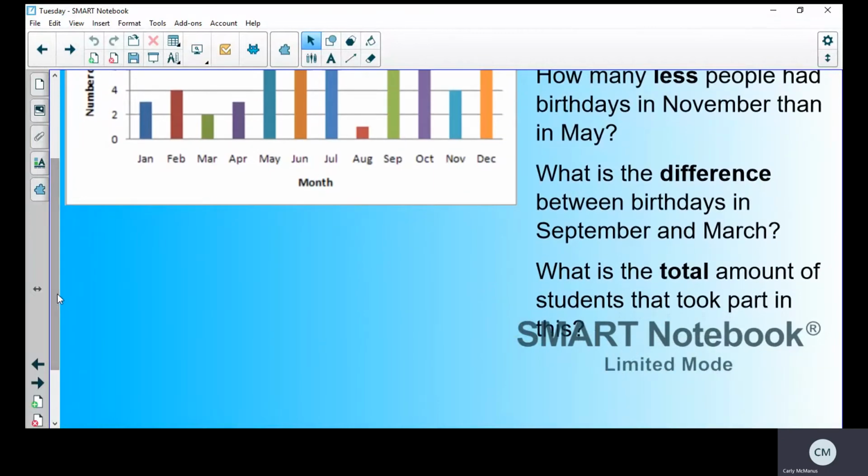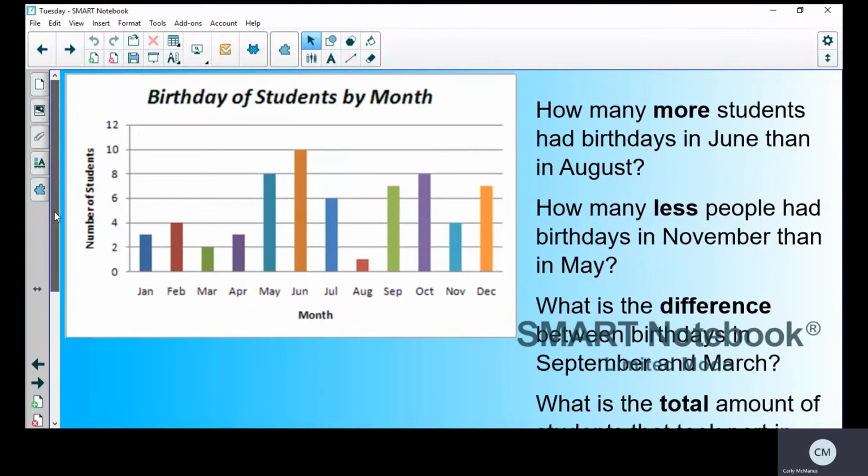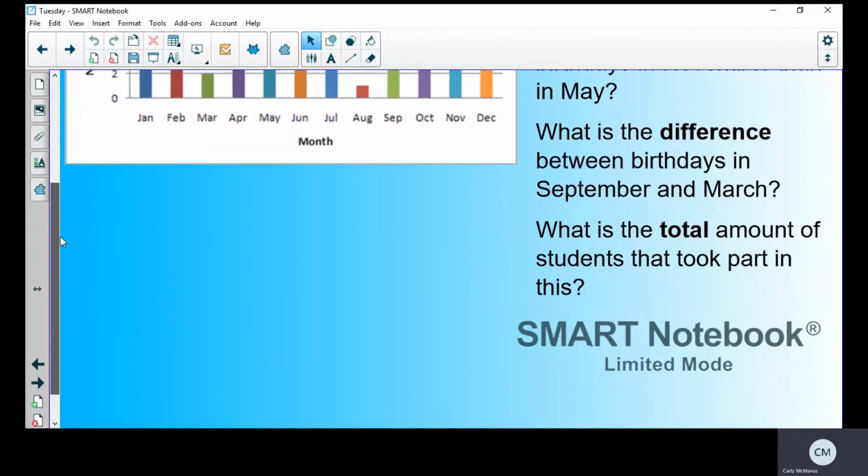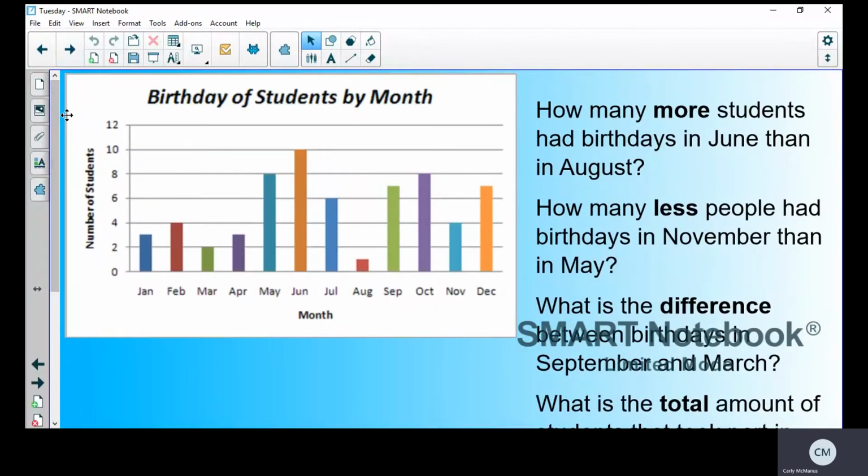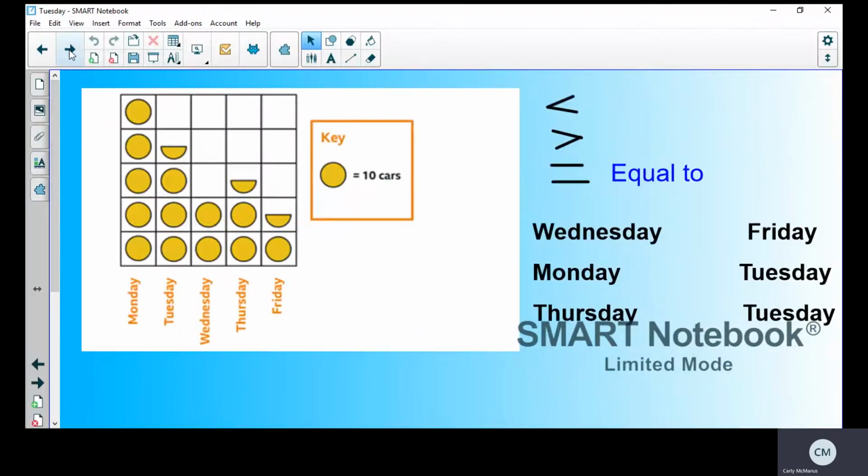When you get a word like total, what is the total amount of students that took part in this? That is adding, isn't it? So the total is all the students that took part, so you would need to add each one of these up to find the answer. So that's just looking at the wording you might come across today. Remember, more and less, and finding the difference means to subtract, and finding the total would mean to add.